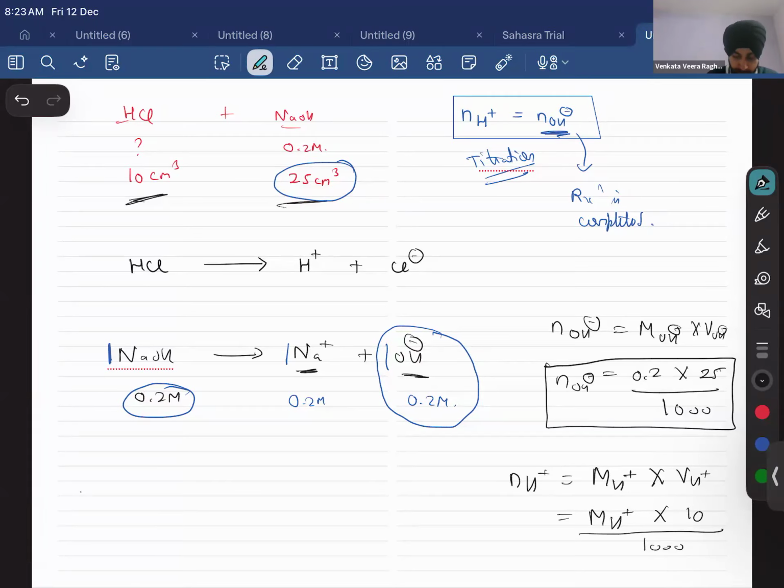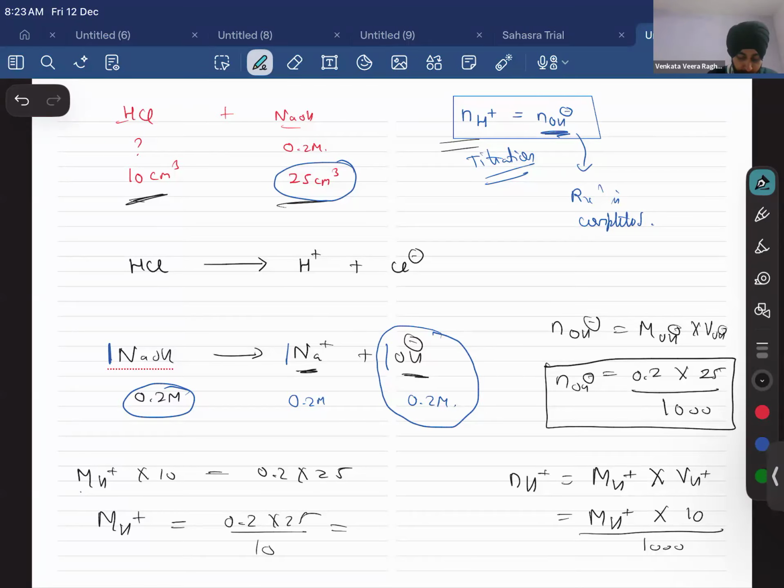Now I can equate them, because the basic principle of titration is that moles of H plus should be equal to moles of OH minus, right? So just equate them. You'll be getting M of H plus into 10 equal to 0.2 into 25. I have already cancelled out 1000 and 1000. So this will give you the molarity of H plus as 0.2 into 25 divided by 10, which is nothing but how much?